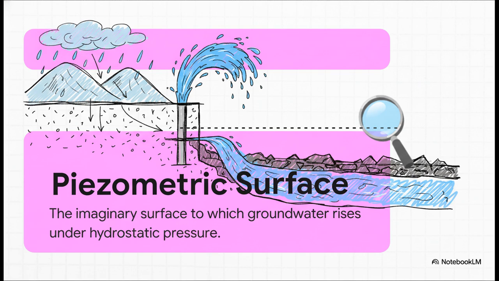See, because the confined aquifer is recharged by rainwater from a much higher elevation up in the hills, all that water flowing downward gets trapped between the impermeable rocks. This builds up immense hydrostatic pressure. The piezometric surface is an imaginary line that represents exactly how high that pressure wants to push the water. If that imaginary line is higher than the actual ground level where you drill your well, the trapped water forcefully rushes up the pipe to reach its pressure level. And boom, you've got a natural flowing artesian fountain right in your backyard.